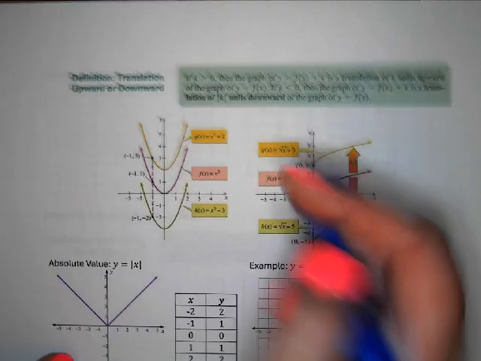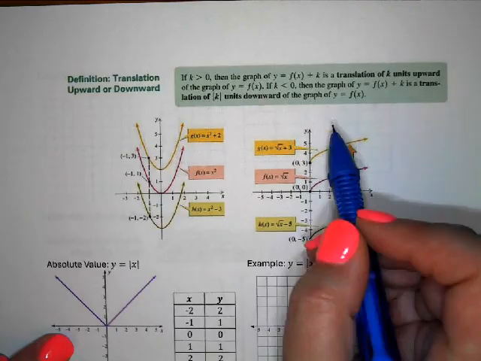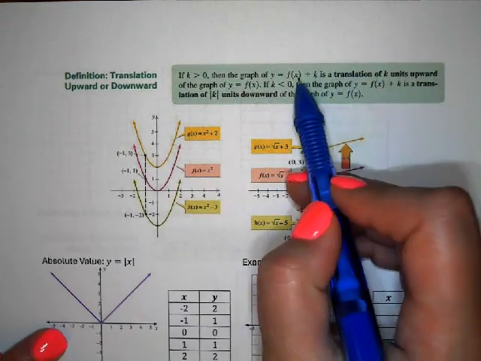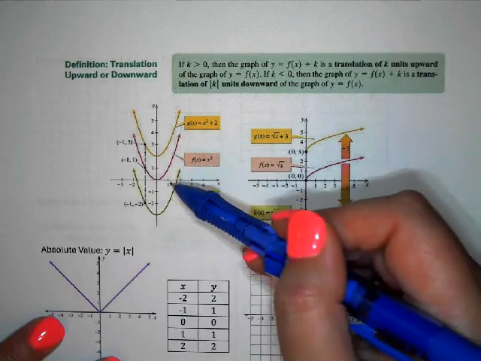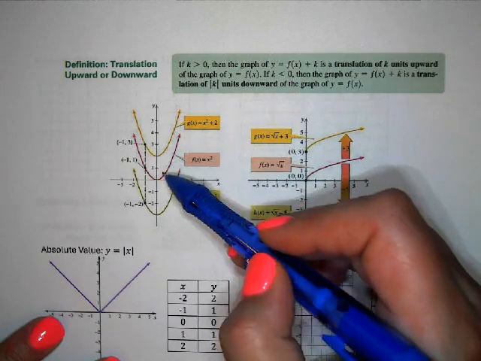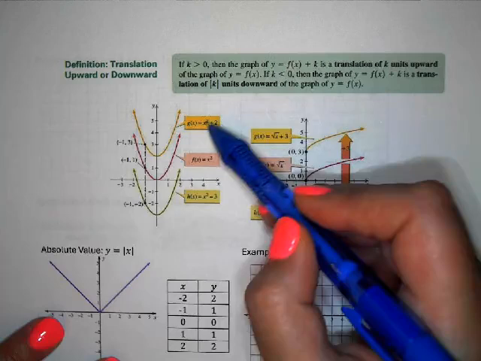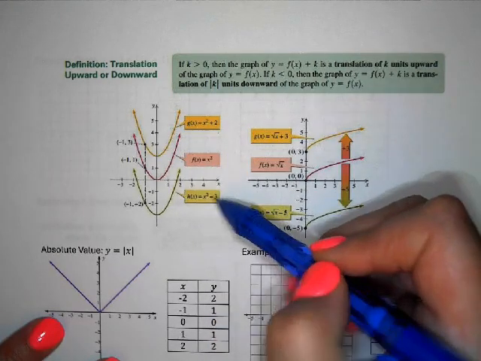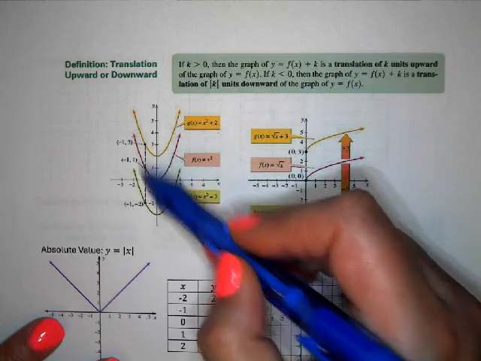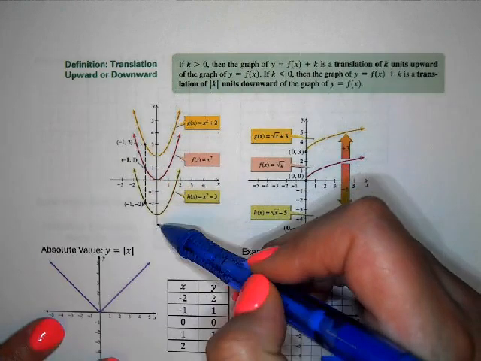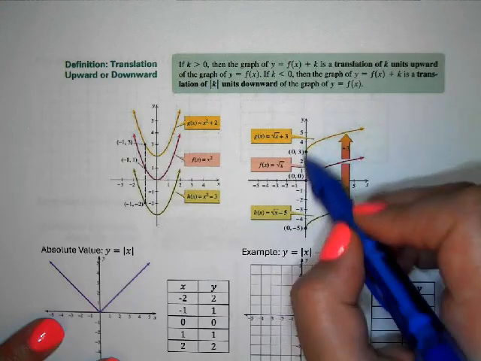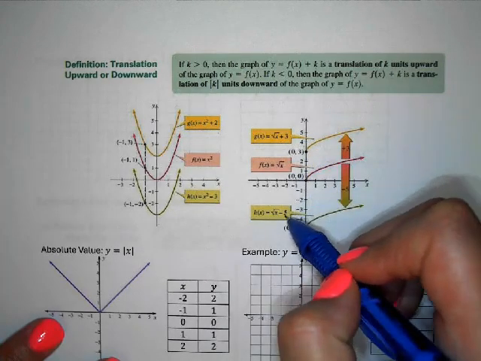This is a translation up or down, and this has to do with the number on the very end of the function, the number that's added, the k value. And this is exactly what you would think it is. If that number is positive, x squared plus 2 takes the graph and shifts it up 2. X squared minus 3 takes the whole quadratic function and shifts it down 3. Here's a square root graph. Add 3 on the end, it moves it up 3. Subtract 5 on the end, it moves it down 5.